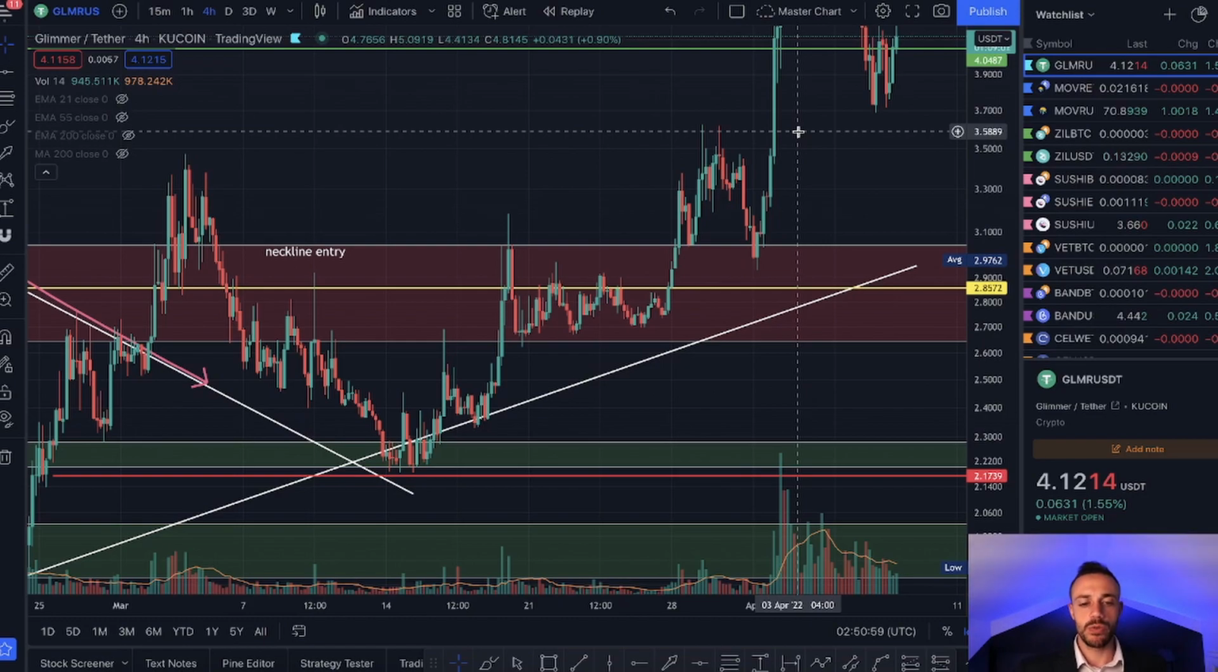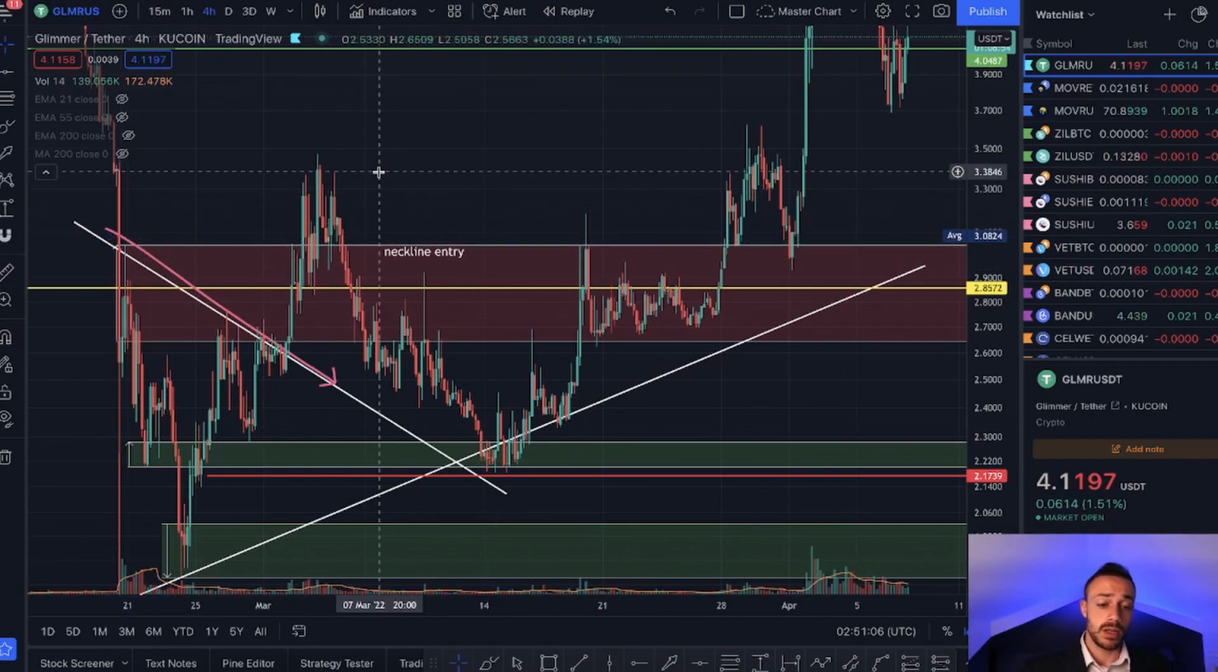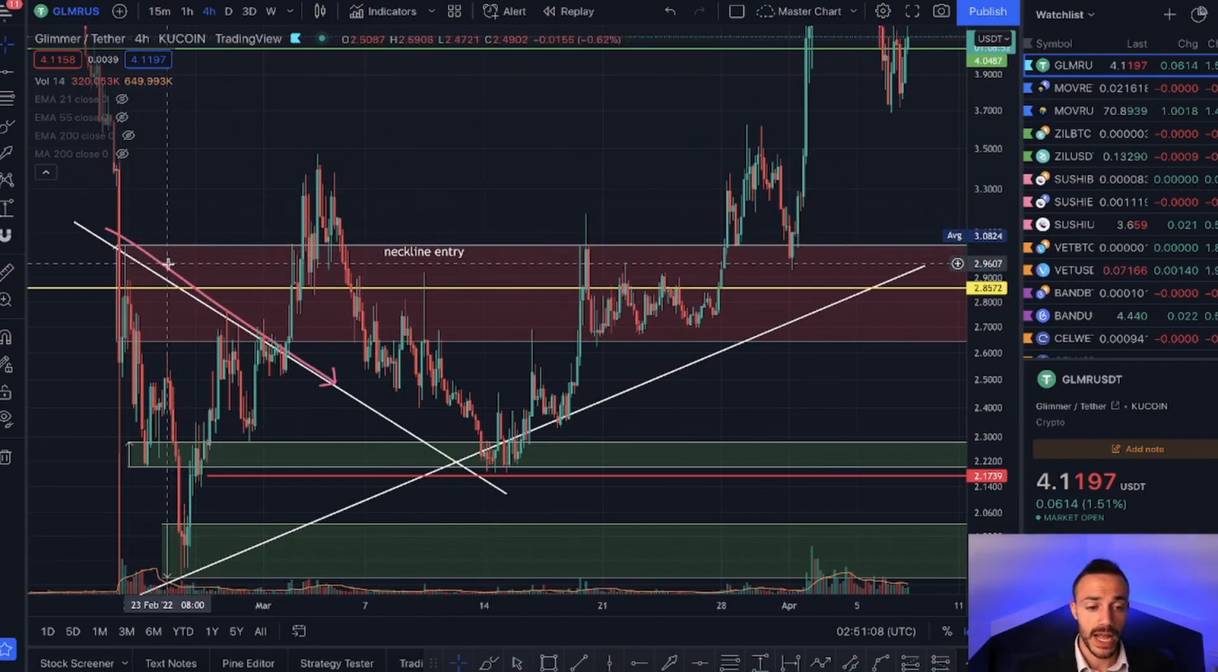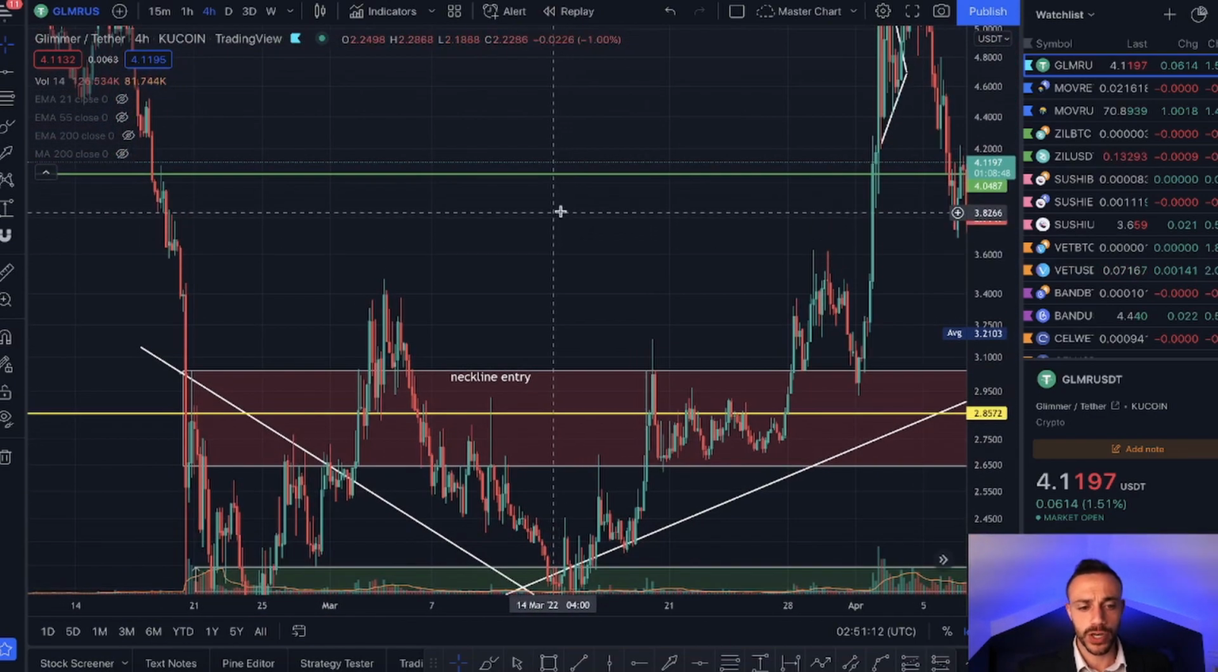And why am I showing you this example of an inverse Head and Shoulders trade when this is a supply and demand zone video? Well, great question. I did use the inverse Head and Shoulders to take my entry, but how did I determine my profit targets, which is super important when you're trading?